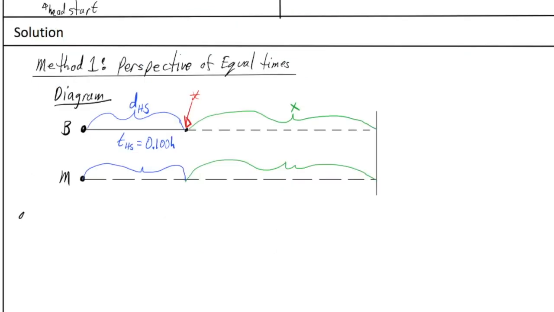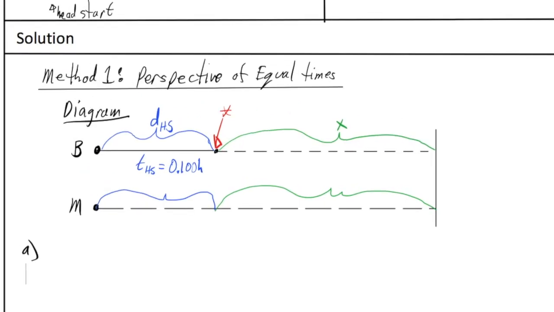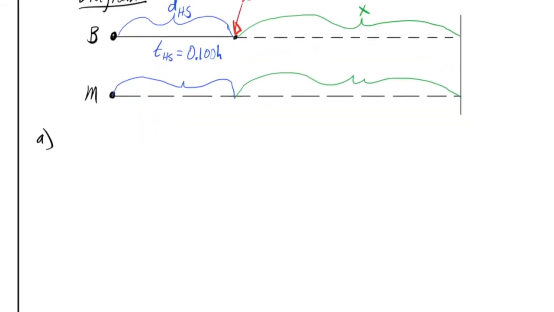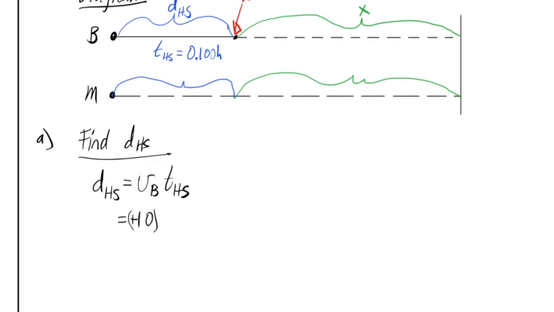All right, so let's do part A down here. We have to find the distance of the head start. Well, the distance of the head start is associated with what the boy is doing. So the distance that the boy travels during the head start is equal to the speed of the boy, or the velocity of the boy, times the time of the head start. So that's going to be, actually positive, 10 times 0.1, and that works out to 1 kilometer.